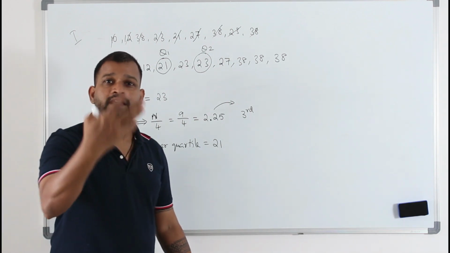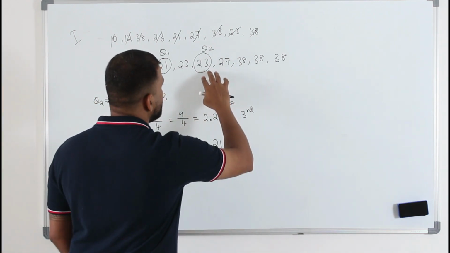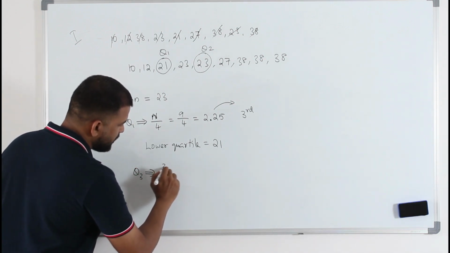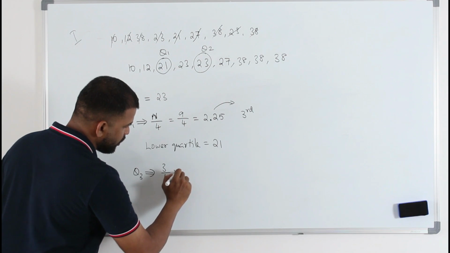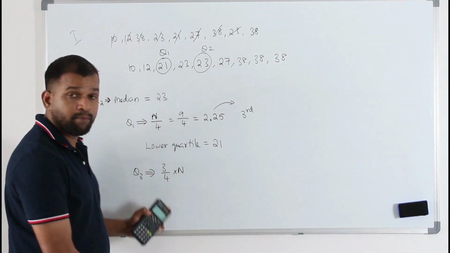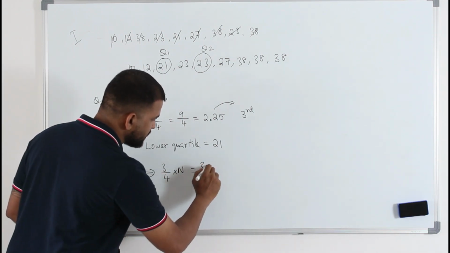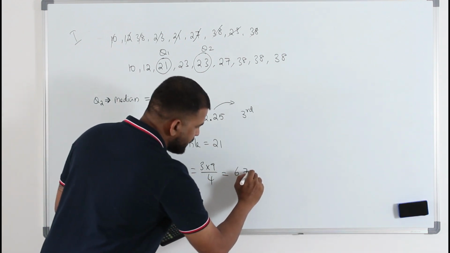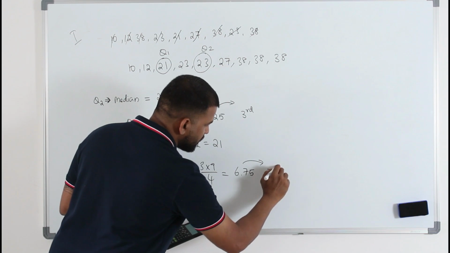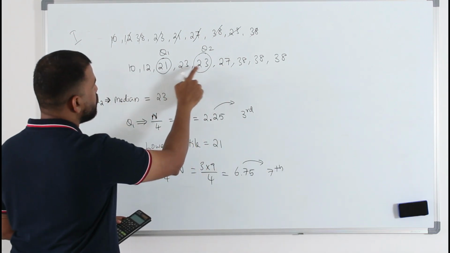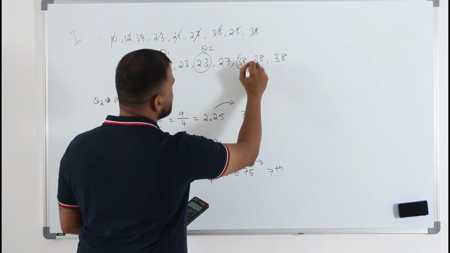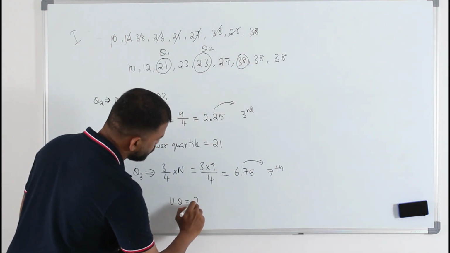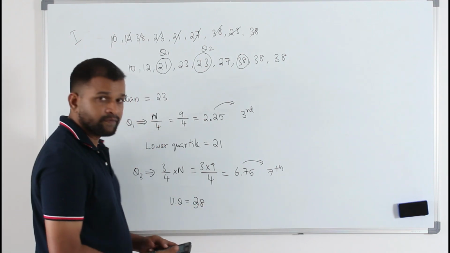And then to find the upper quartile, you need to use Q3. You multiply by 3 over 4. Multiply the n by 3 over 4. In this case, 3 times 9 over 4. Again, you get a decimal number, you take the next entry. 1, 2, 3, 4, 5, 6, 7. So, the upper quartile is 38.